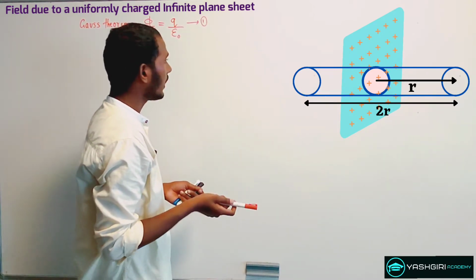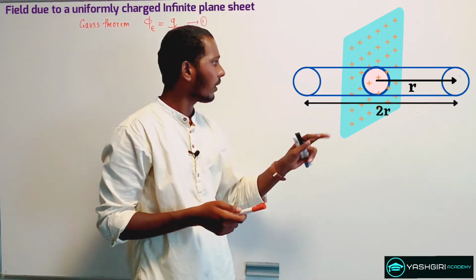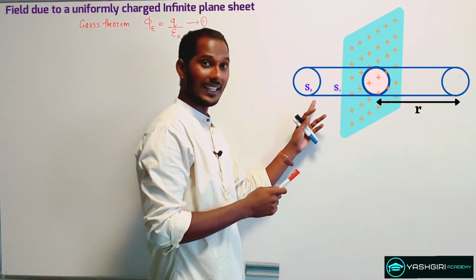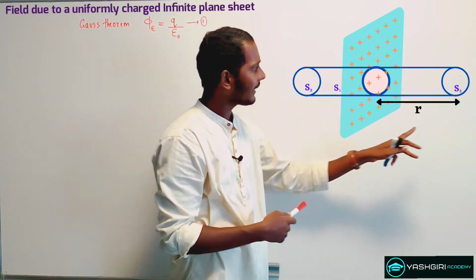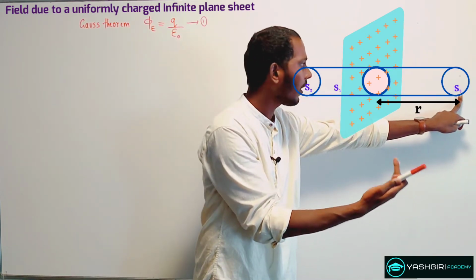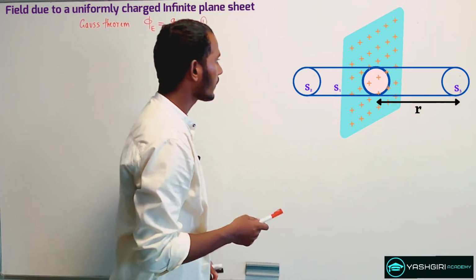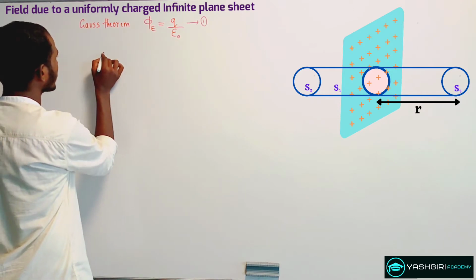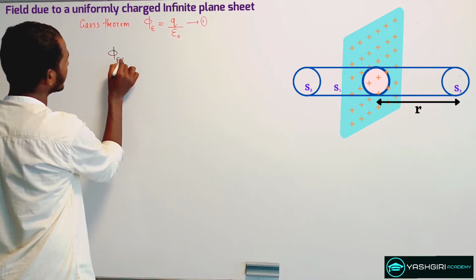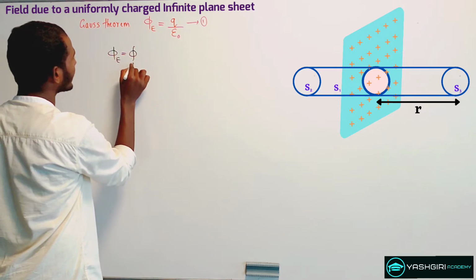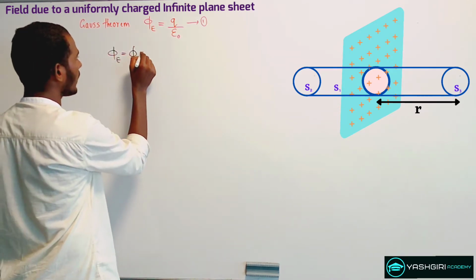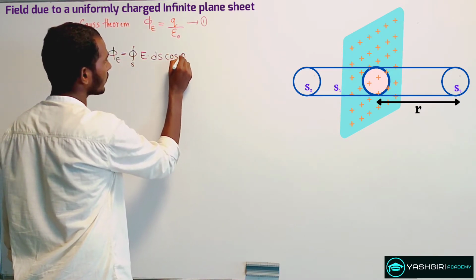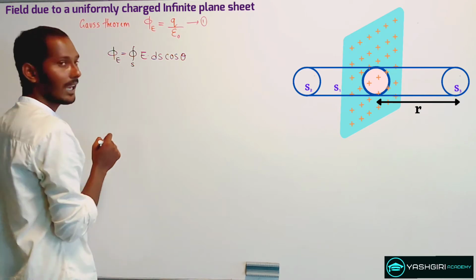Now again let me call this my surface S1, which is my curved surface, S2 be this left flat surface, and let S3 be the right flat surface of this cylinder. Here we are interested in getting the flux. So let me write the electric flux through this entire cylindrical surface. I can write this as the integral of E dot ds into cos theta. This is the expression to calculate the electric flux.